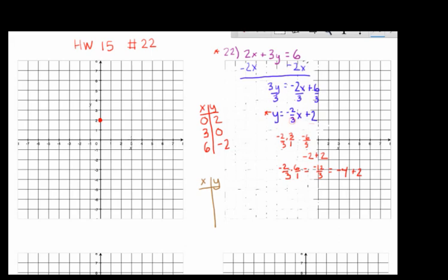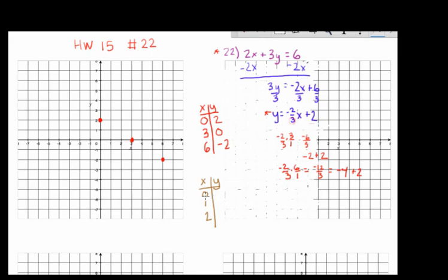So now I graph my points. I have 0, 2 here, 3, 0, and 6, negative 2. And now I have enough points to graph my line. Now you might say, but Jana, I would have never known to choose 3 and 6 for my x values. What if I just chose 0, 1, and 2, like you've probably done on the rest of the assignment?